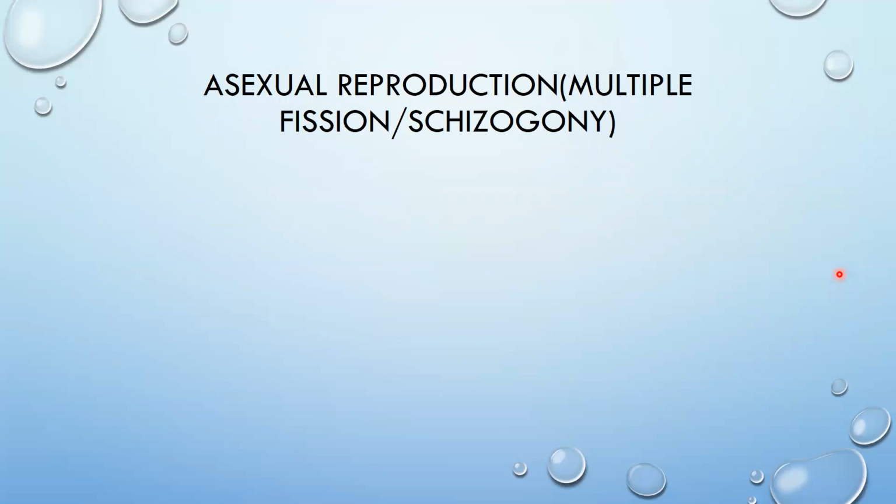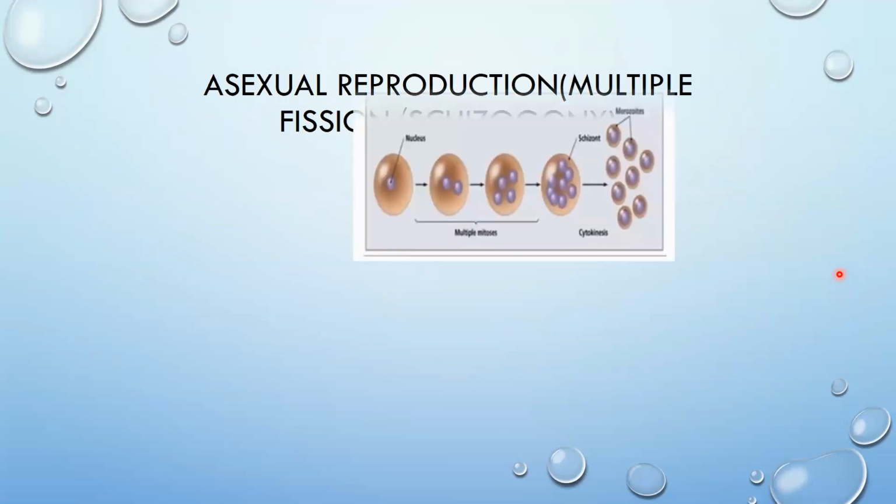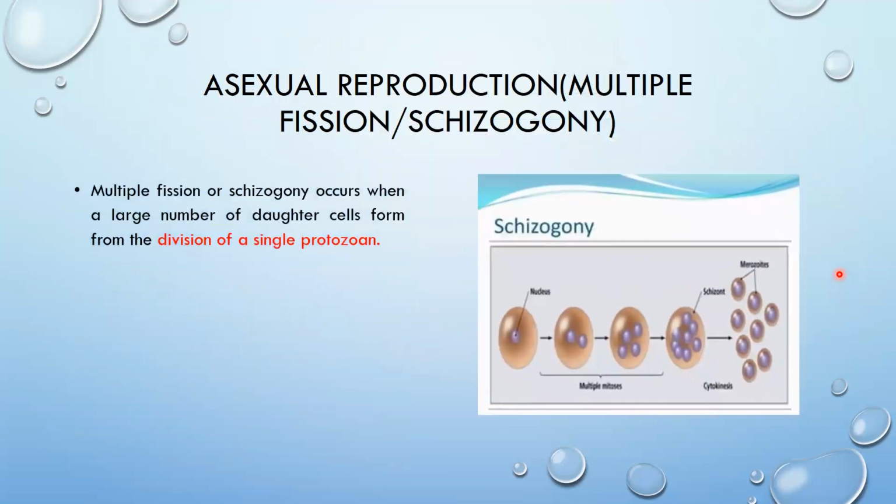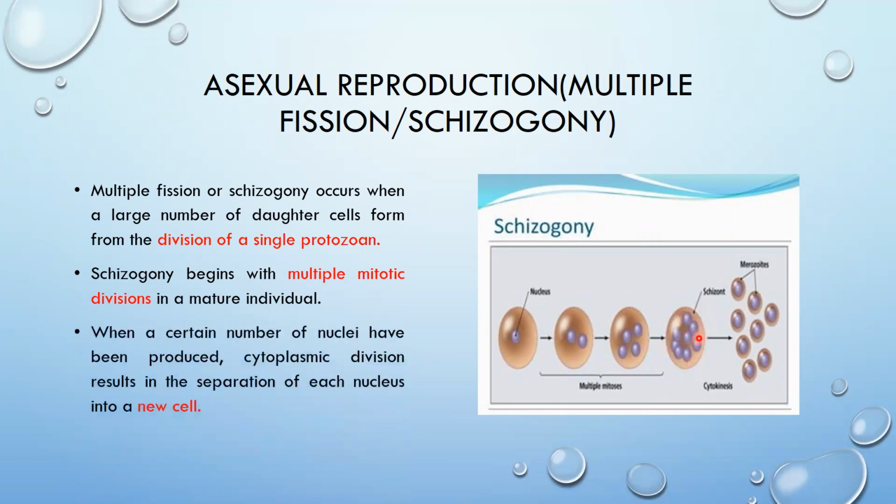Now, here we have a third type of asexual reproduction, that is multiple fission or schizogony. Multiple fission or schizogony occurs when a large number of daughter cells form from the division of a single protozoan. Schizogony begins with multiple mitotic divisions in a mature individual. So you can see here, in a mature individual, multiple mitotic divisions will lead to the formation of a lot of nuclei.